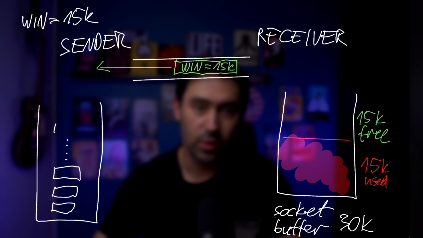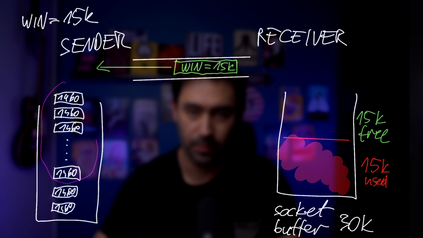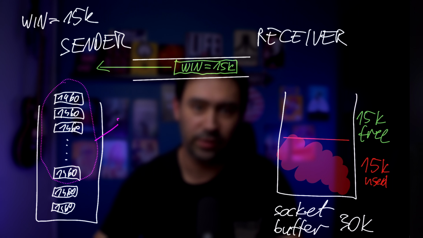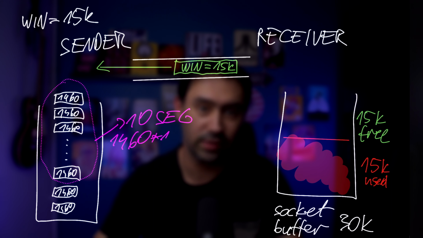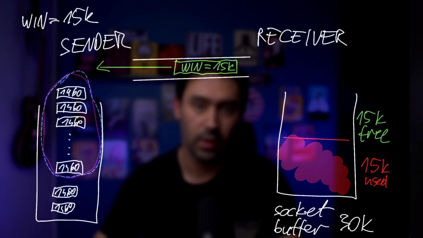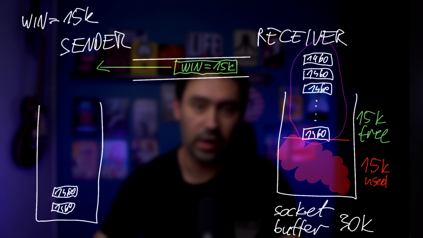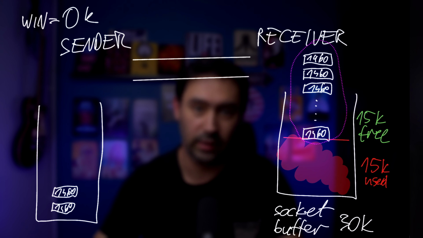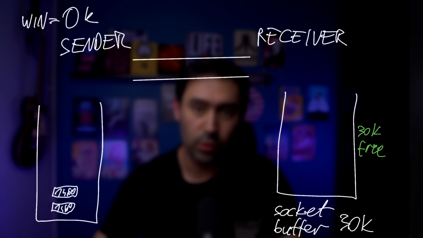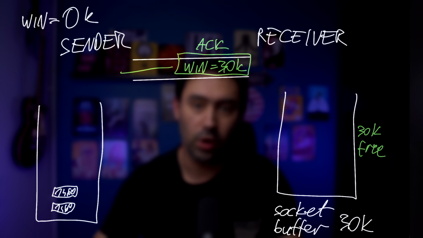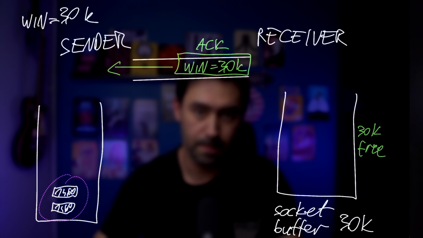Now the sender will send segments of data up to the advertised window size. So if the advertised window size is 15K and the maximum segment size is 1460, then the sender can send up to 10 segments and then needs to wait for the acknowledgement from the receiver. This ensures that the sender does not overwhelm the receiver with data. The receiver will acknowledge received data by sending an acknowledgement back to the sender to confirm the data was received.